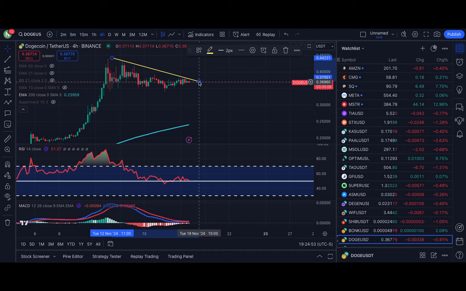And of course, it goes way, way higher, guys. Look, Dogecoin, probably $1.50. Probably $1.50 by the end of the bull market.